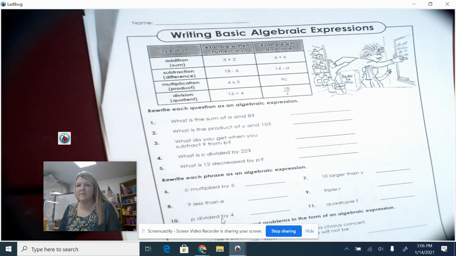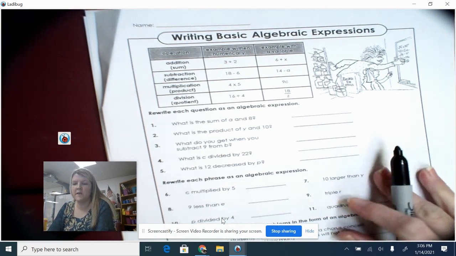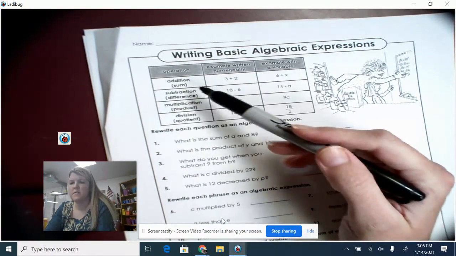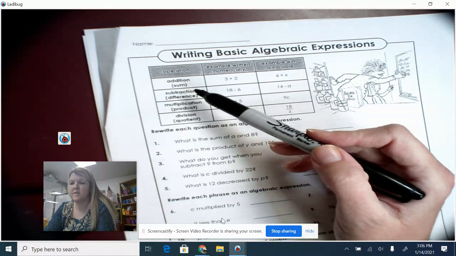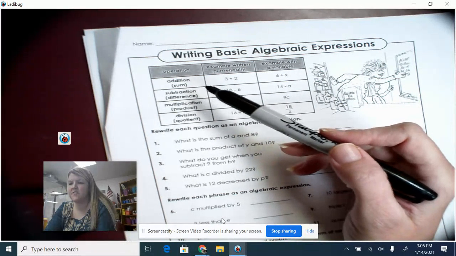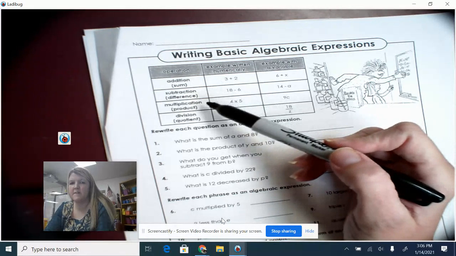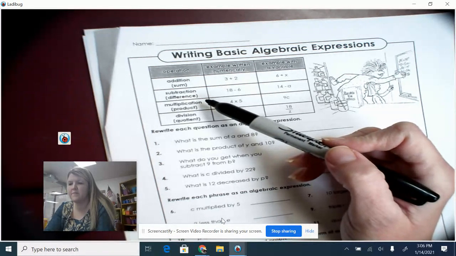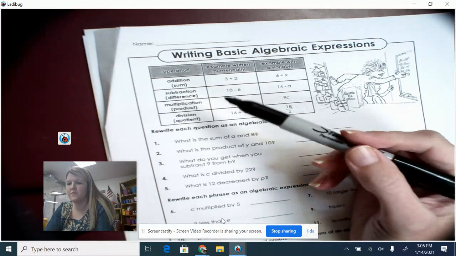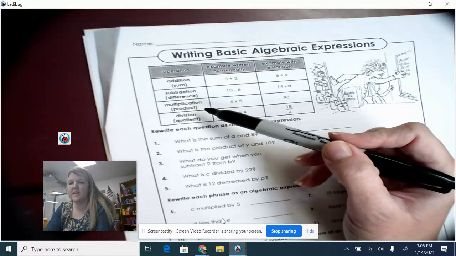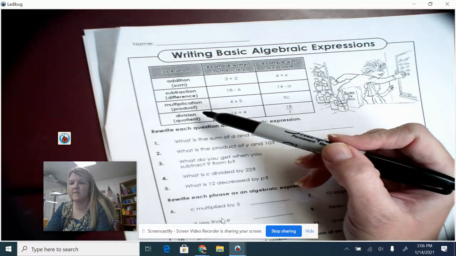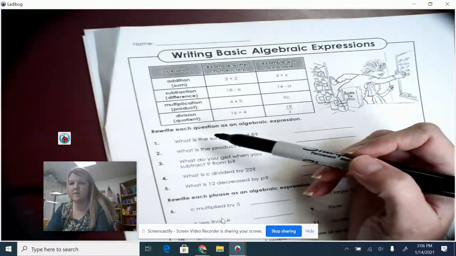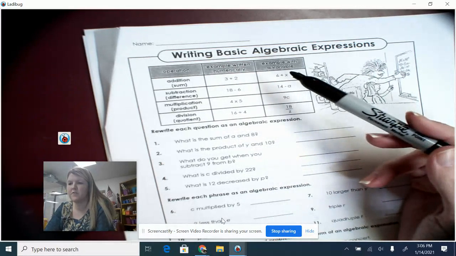All right, we're going to look at writing basic algebraic expressions. And before we start, we're going to just kind of review. Addition, of course, we can say the sum. That's the answer to an addition problem. If we say the difference, we're looking at the answer to a subtraction problem. We know multiplication, the answer is the product, and then division is the quotient. So that'll kind of help us as we're going through.